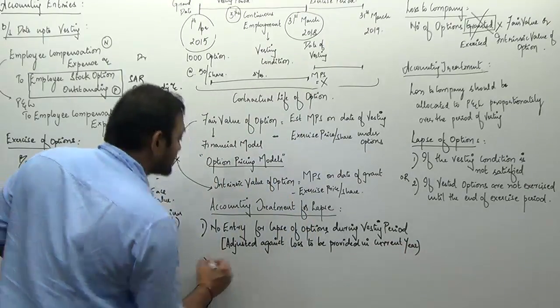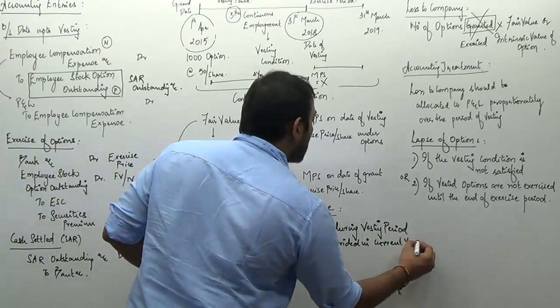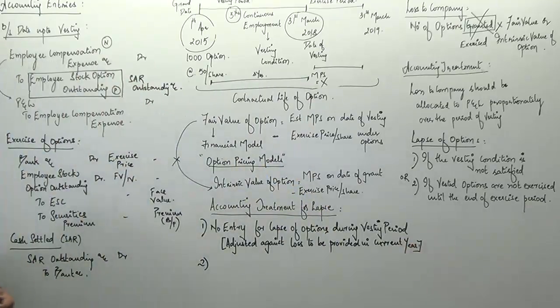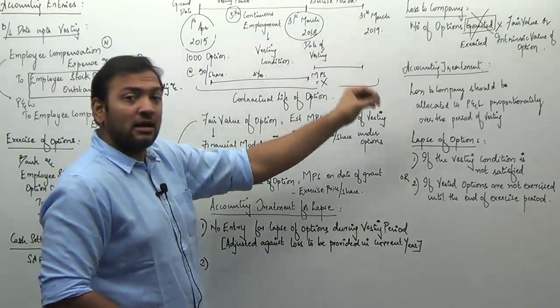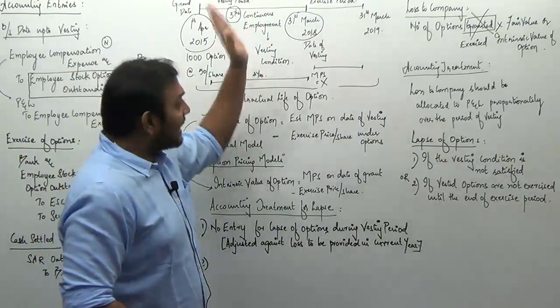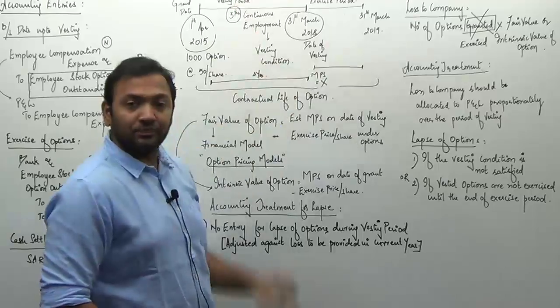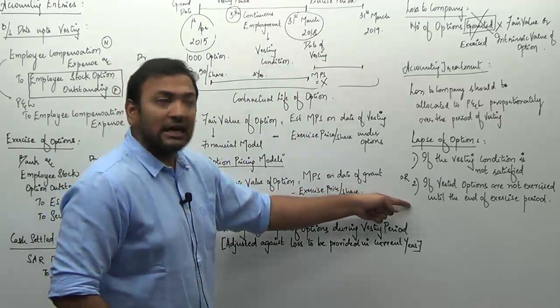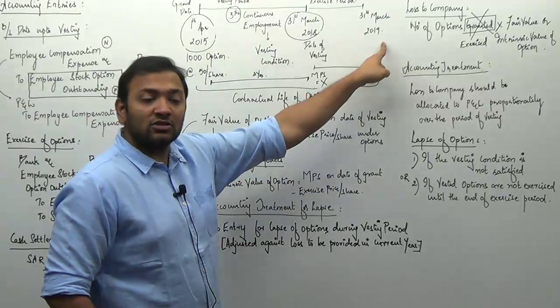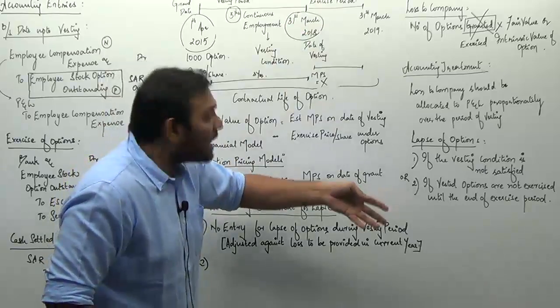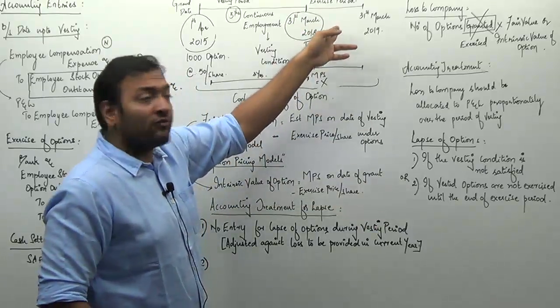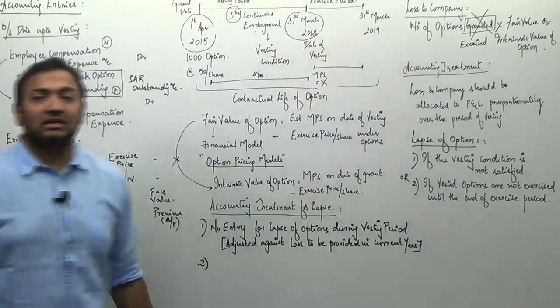But what is the second lapse? The second lapse is of those options which were vested but were not exercised. When did you create the provision? From 1st April 2015 to 31st March 2018. For whatever options are vested, I am assuming them to be exercised, and I am creating a provision during these 3 years. But when did you know about the second lapse? At the end of 31st March 2019. That means, on the day I was creating the provision, I did not have any idea about the lapses which are going to happen.